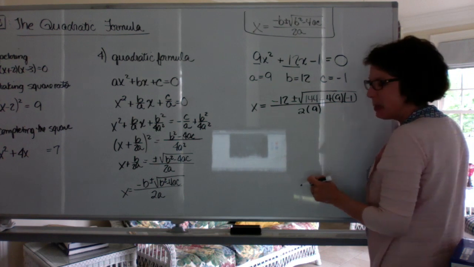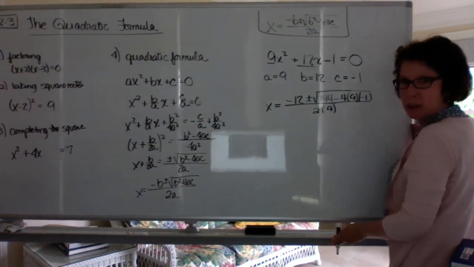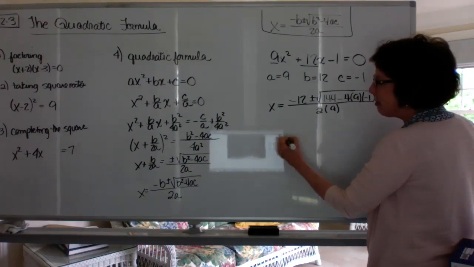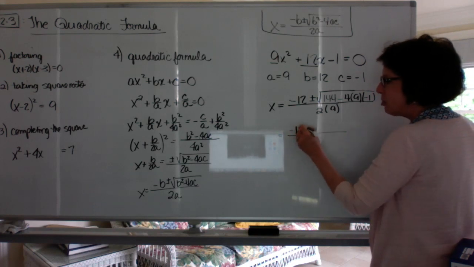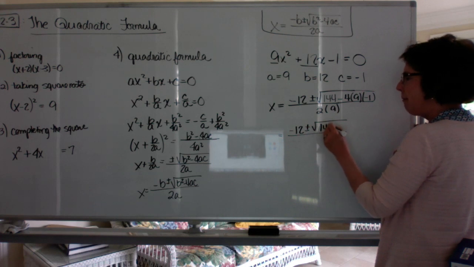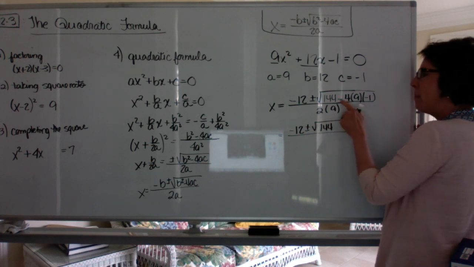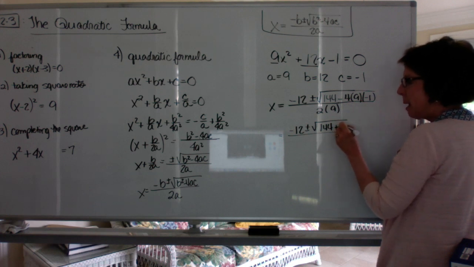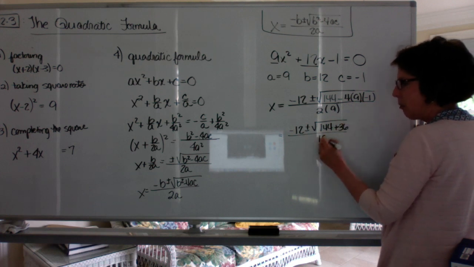All righty, let's keep going. I'm actually going to pull it this way. All right, let's keep simplifying here. I've got negative 12 plus minus the square root of 144. What does this become? Minus, when I multiply these, 4 times 9 times negative 1, I get negative 36. Well, I'm subtracting negative 36. This becomes a plus 36 all over 18.